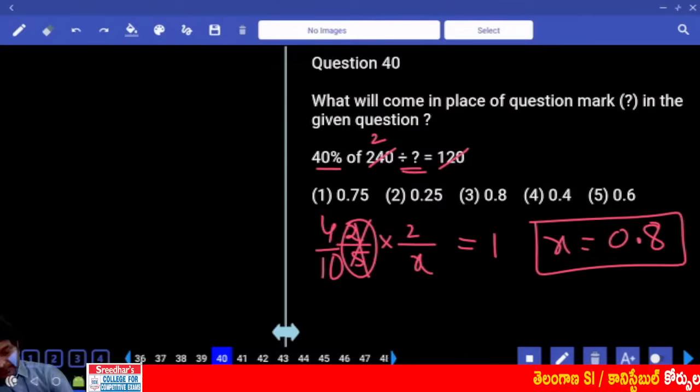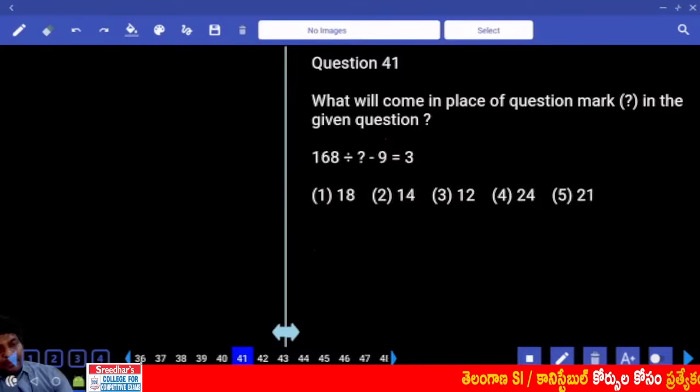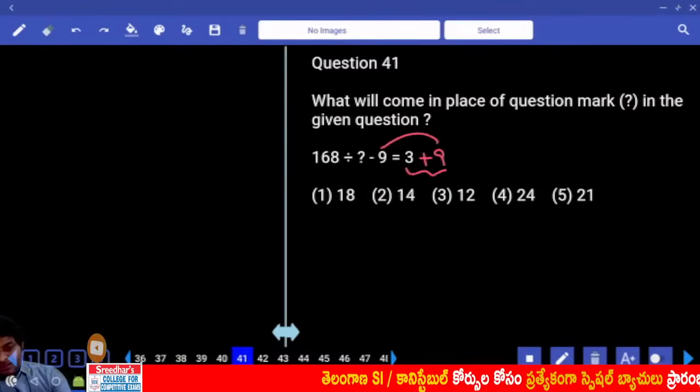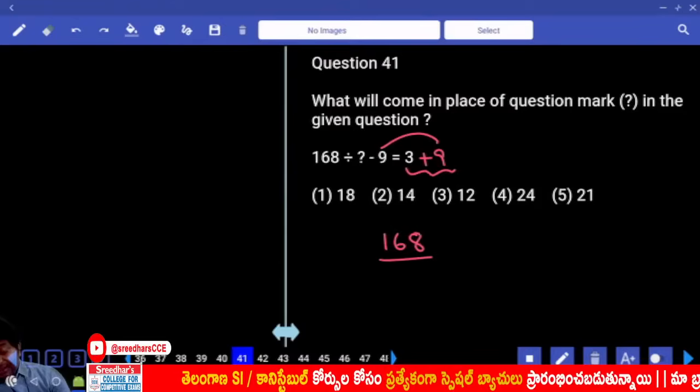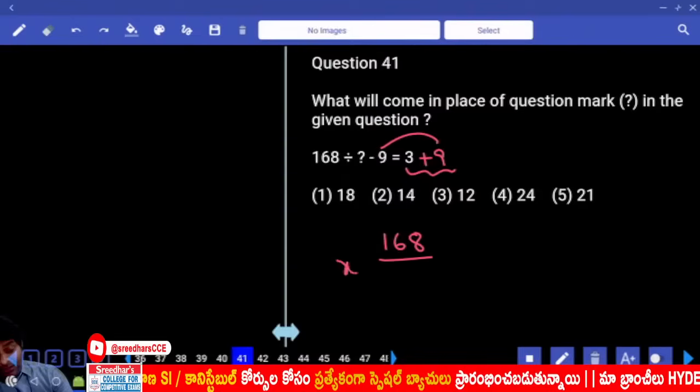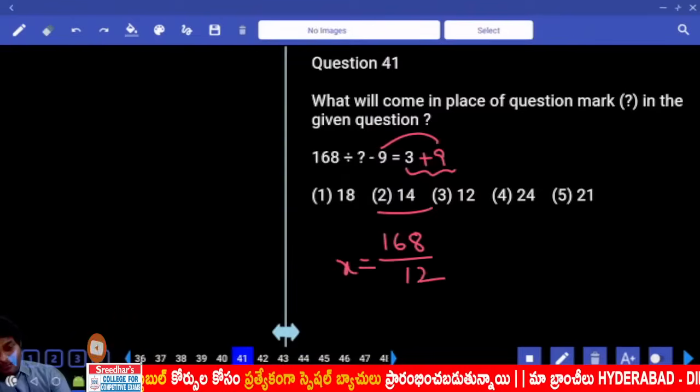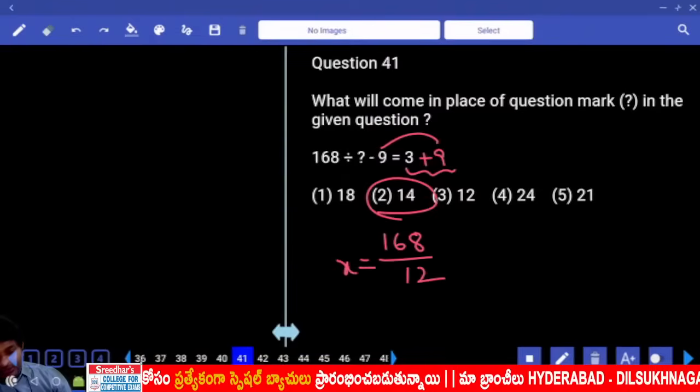Got it? Minus 9 goes to the other side. 3 plus 9. 168 by x is equal to 12. Then x will be equal to 168 divided by 12. Answer 14.